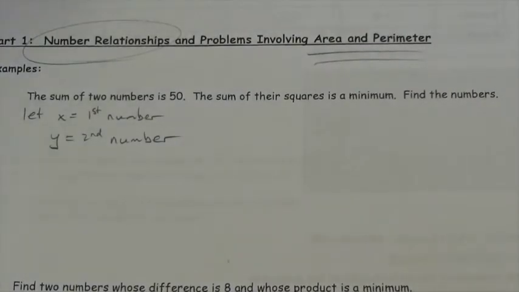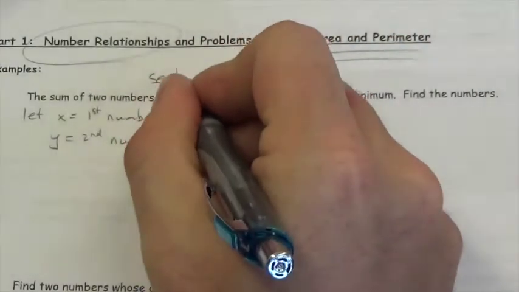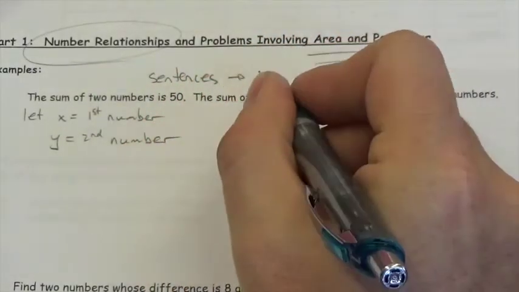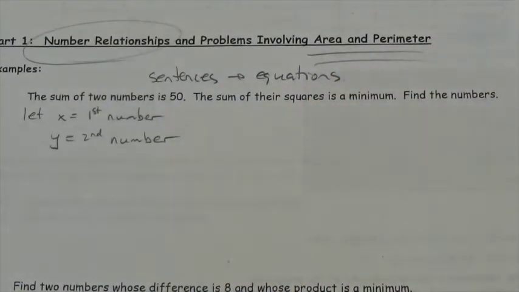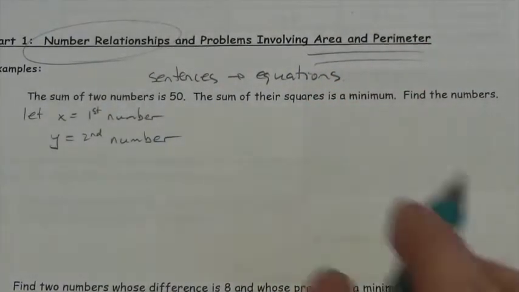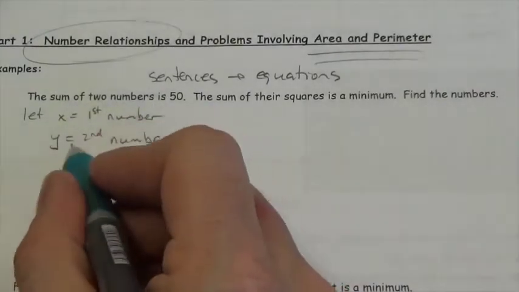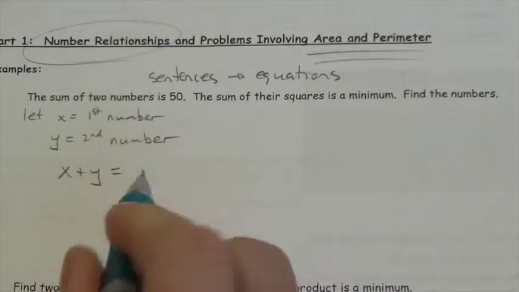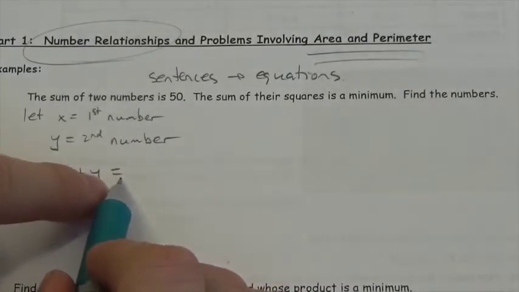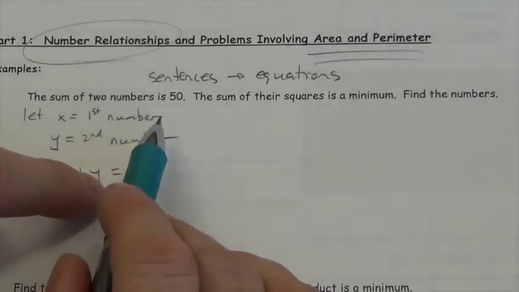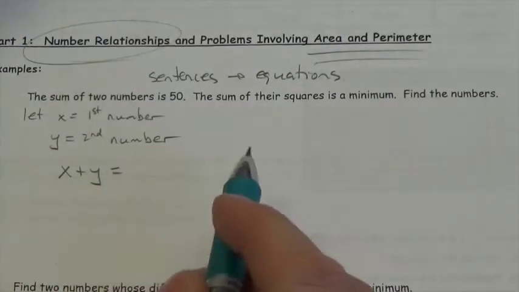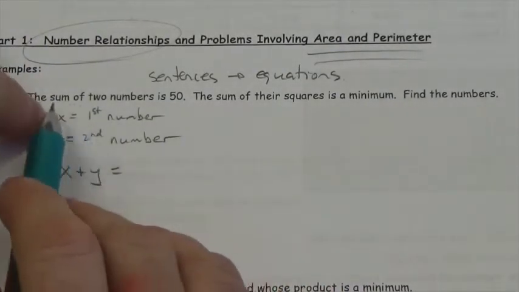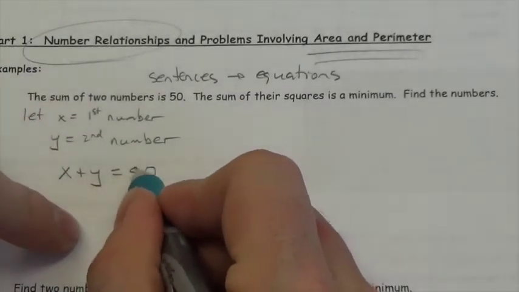Now, usually sentences become equations. That is not always the case, but often it is, and in this particular case, it actually is. The sum of two numbers is 50. Almost any time you run into what we call a state of being verb, is, are, was, am, be, that sort of thing, that's going to be translated over into an equal sign. So x plus y, the sum of two numbers, is 50.